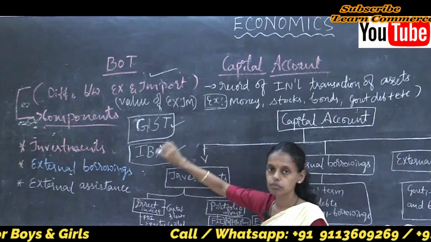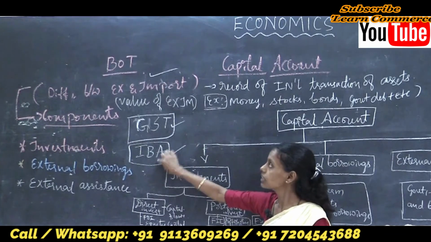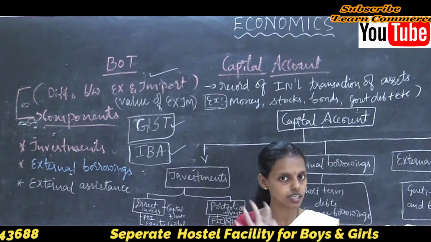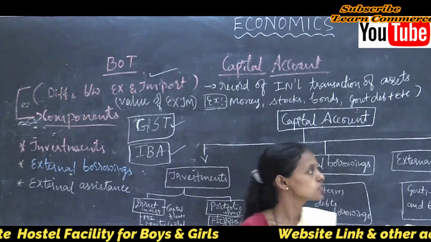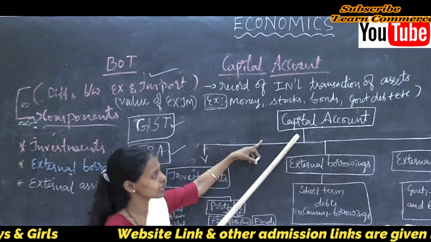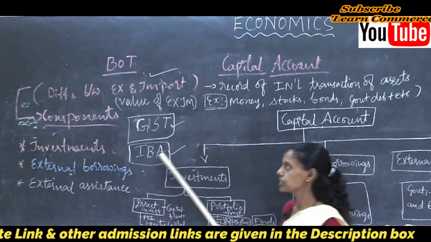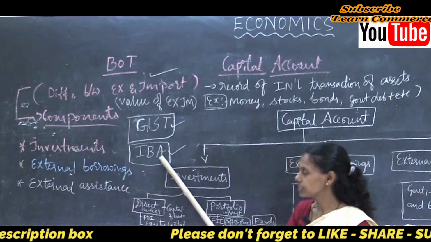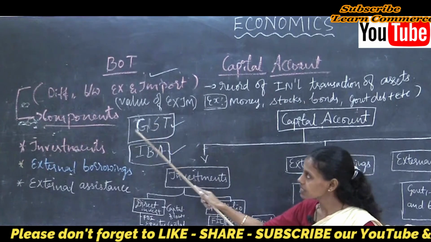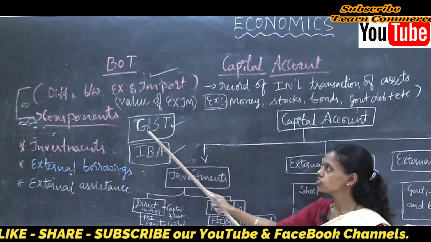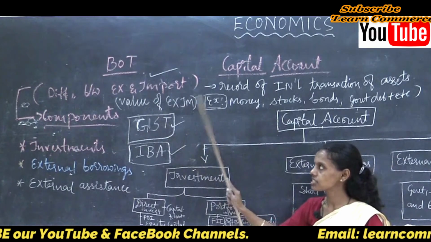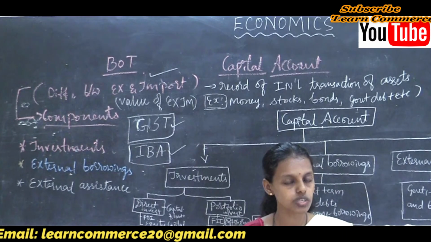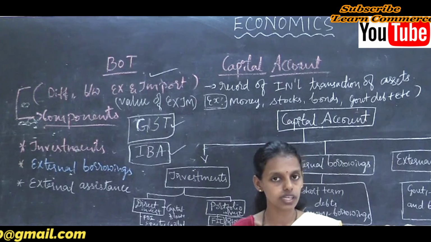I hope that if you remember this formula, you will have less confusion between the capital account chart and the current account chart. Very, very important for 4 marks: the current account chart and capital account chart. So, what are the components of capital account? You should remember IBA: investment, external borrowings and external assistance. Components of current account: you should remember the formula GST: trade in goods, trade in service and transfer payments. I hope that you understood these concepts. So, next we move to the remaining concepts in the open economy. Thank you.